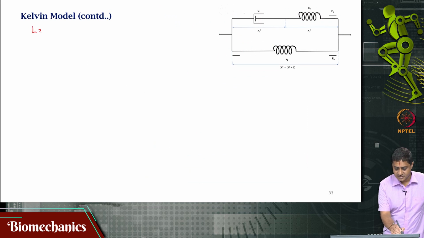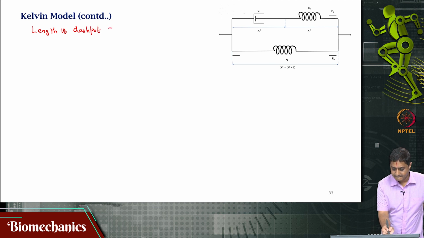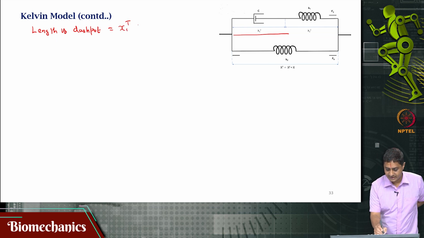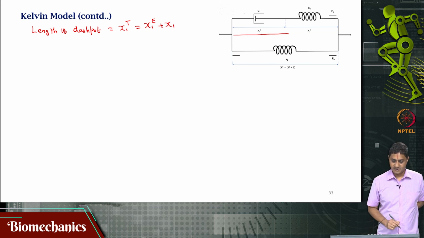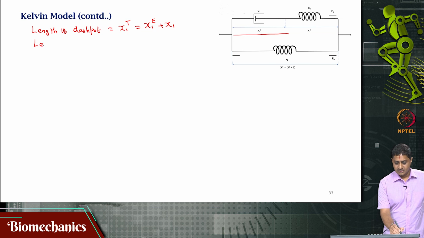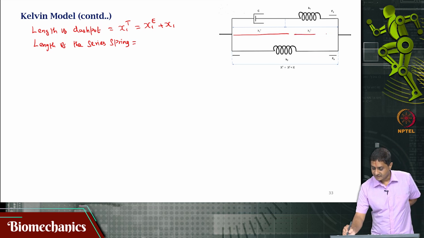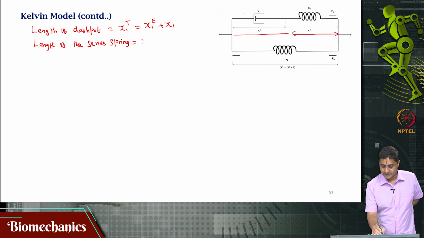Now, the length of the dashpot is x1(t). What is it? It is x1e plus x1. The length of the series spring is x2(t). What is it? That is x2e plus x2.